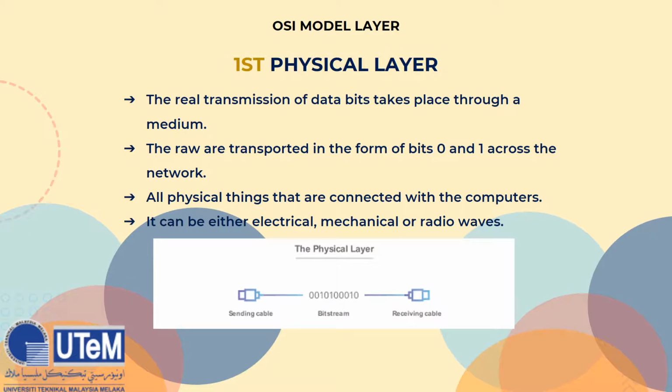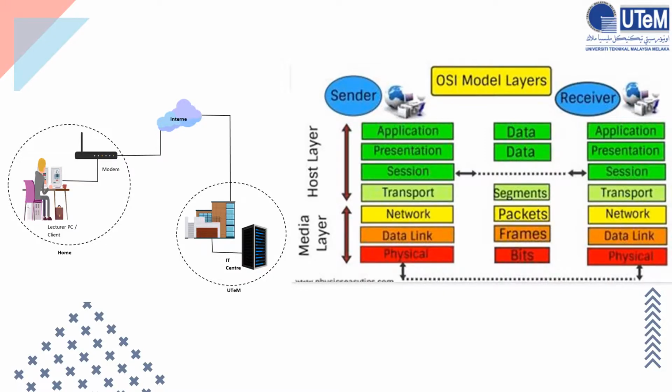Last is the physical layer. The physical layer is the way transmission of data bits takes place through a medium. The raw data is transported in the form of bits, 0 and 1, across the network. It covers all physical things that are connected with the computers, so it can be electrical, mechanical, or radio waves. This is more like the detail of how the data travels from sender to receiver.